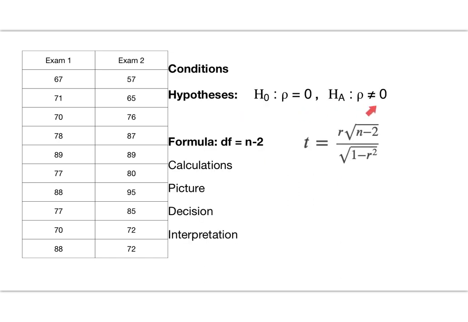So there's my hypotheses again, and here's my formula. My degrees of freedom is n minus 2. The reason why it's n minus 2 is I have an x and a y. So instead of just one list for a t-distribution, I have two lists of data. So instead of n minus 1, it's n minus 2.